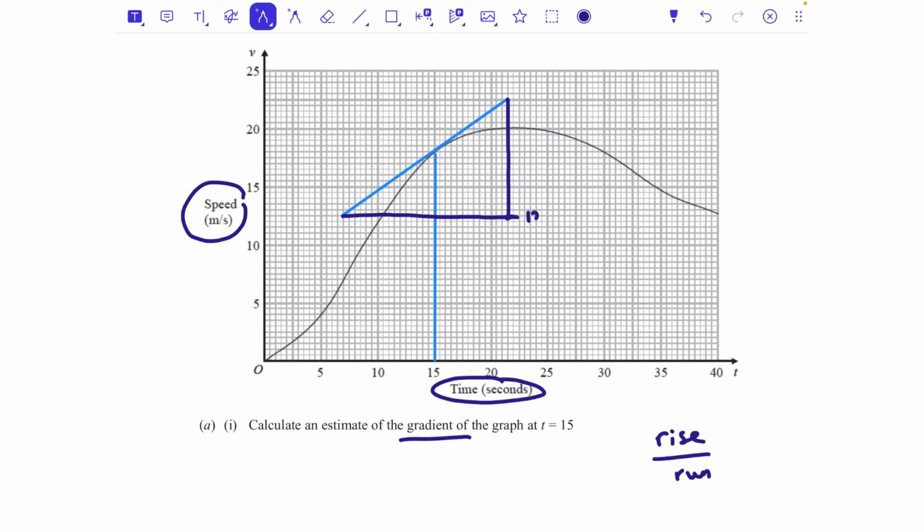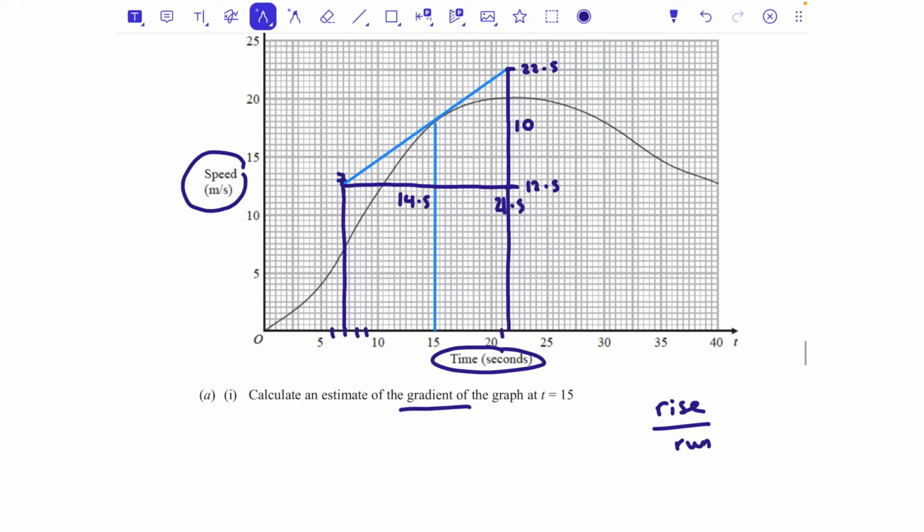This here is 12.5 and this here is 22.5. Therefore, my rise is 10. On the x-axis, I can see that it goes 6, 7, 8, 9, 10. So this here is 7. And here on this axis, that's 21.5. So how much has it gone across by from 7 to 21.5? I'm using my calculator because I can. 21.5 take away 7 is 14.5.